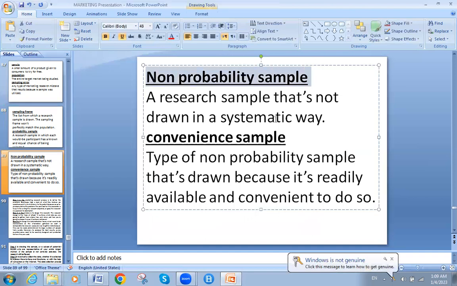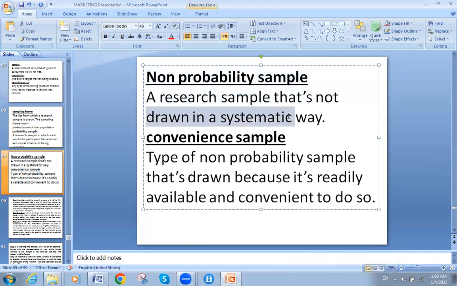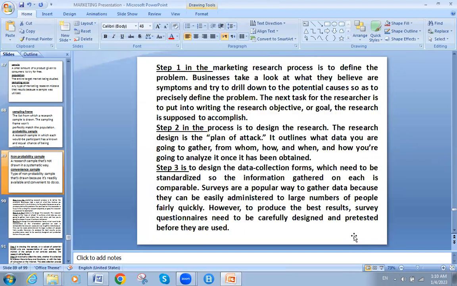We have also non-probability samples. The non-probability sample is a research sample that is not drawn in a systematic way, so we call it non-probability. We have the convenience sample, which is a type of non-probability sample that's drawn because it's already available and convenient for the researcher to do that. You can find it easier.